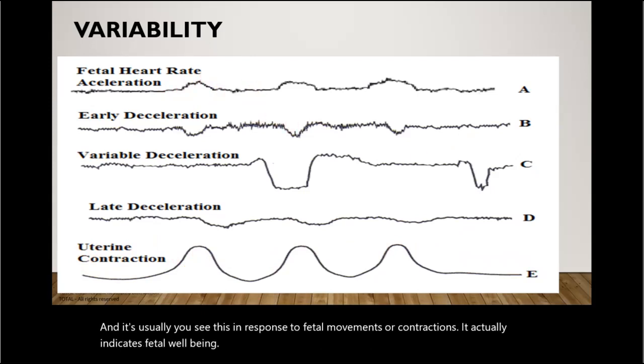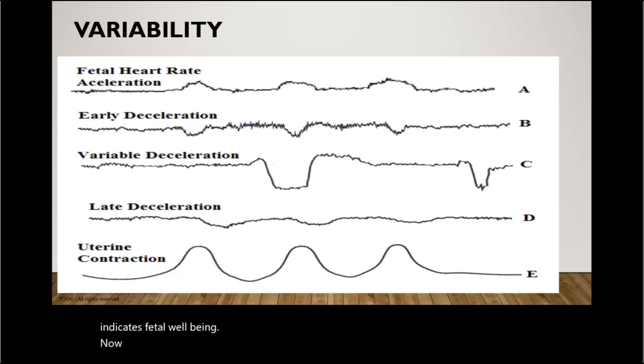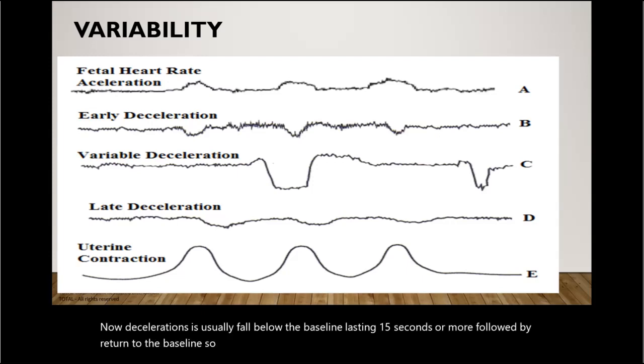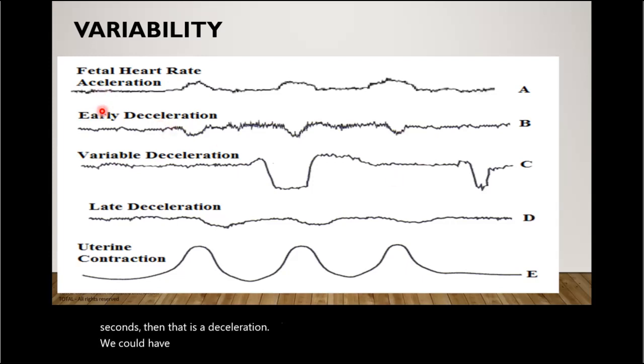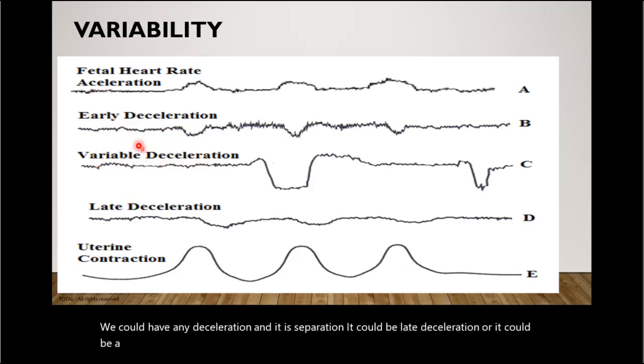Now, decelerations are usually a fall below the baseline, lasting 15 seconds or more, followed by a return to the baseline. So if you see a fall below the baseline and it lasts more than 15 seconds, then that is a deceleration. We could have early deceleration, late deceleration, or variable deceleration. So: early, late, variable.